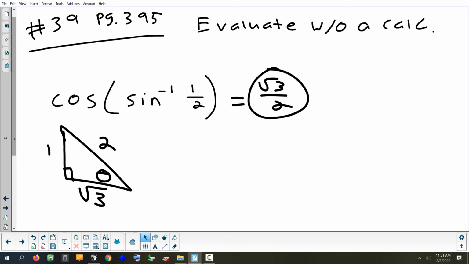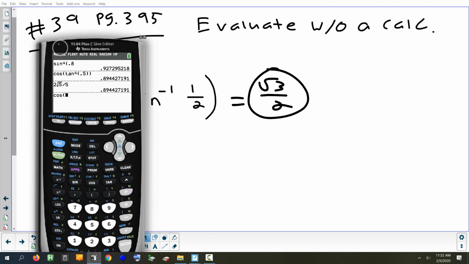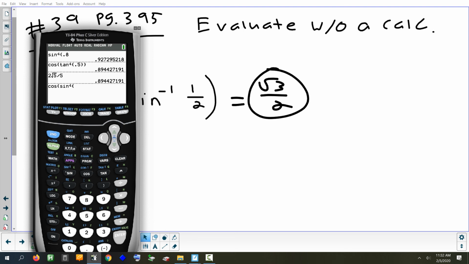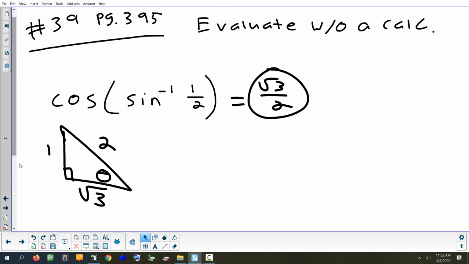So I went through it very slowly explaining everything, but when you get faster at it, you can do it about that fast. Let's check and see if I did it right. I could have made a mistake. Cosine of the inverse sine of a half, 0.866. Let's check what I got. Square root 3 divided by 2. Perfect. So when you get quicker at it, it doesn't take that long to do it.